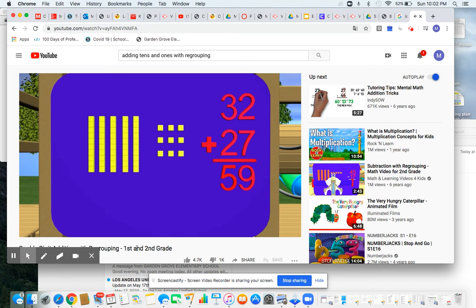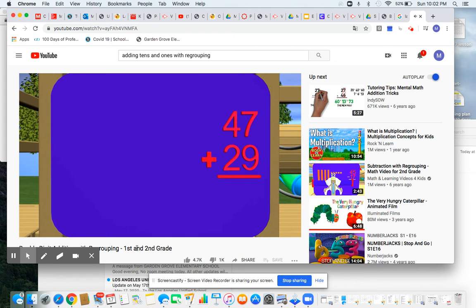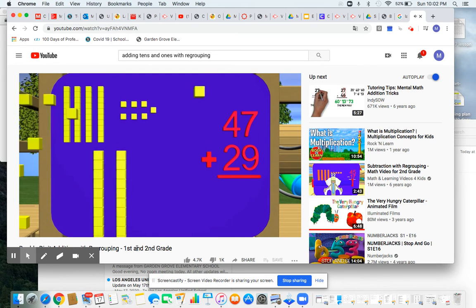Now let's look at a different problem. In this problem, we have 47 plus 29. Let's represent these numbers using our base 10 blocks. To get 47, how many tens blocks do we need? How many ones blocks do we need? If you said 4 tens and 7 ones, you are correct. We need 4 tens blocks and 7 ones blocks. Now to represent the number 29, how many tens blocks do we need? How many ones blocks? We need 2 tens blocks and 9 ones blocks.